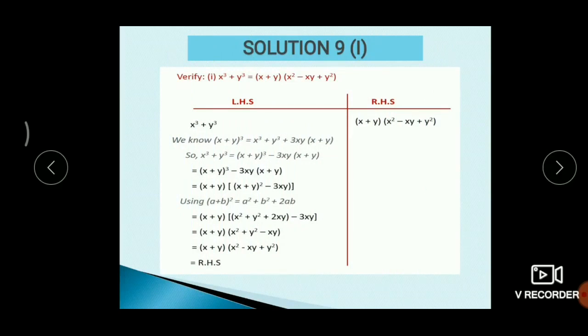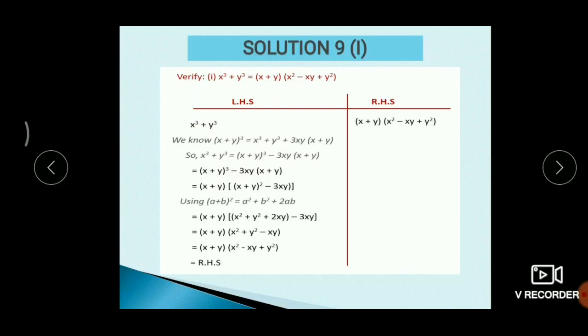So my dear students, as we know that we already have this identity, x plus y whole cube is equal to x cube plus y cube plus 3xy multiplied by x plus y, right? From here, we can calculate the value of x cube plus y cube. Simply shifting the terms to the left hand side, I got x plus y whole cube minus 3xy multiplied by x plus y, right?